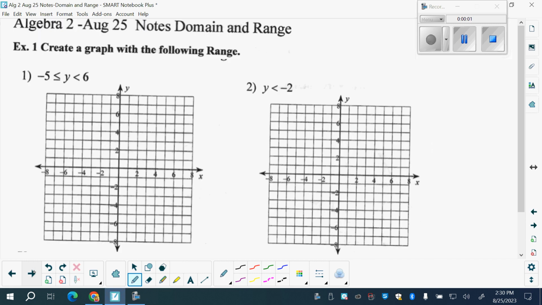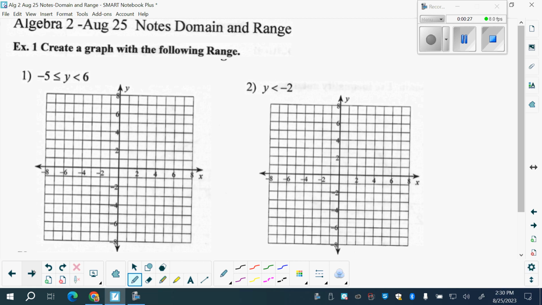Domain and range. We're going to start with creating a graph with range. We want to create a graph that has y values between 5 and 6, includes 5, but doesn't include 6.